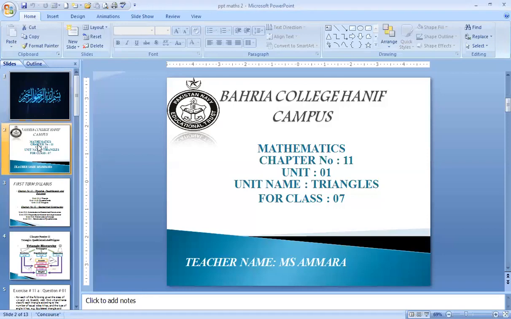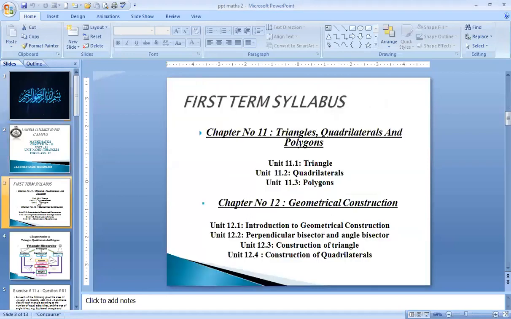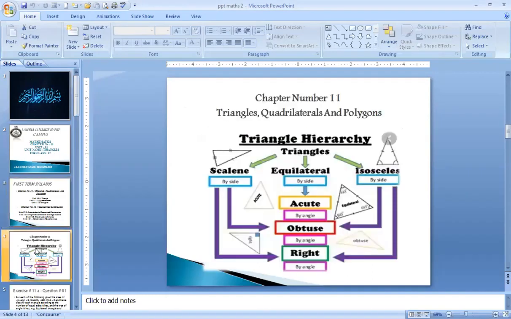Today I'm going to solve the exercise questions of Unit 1, Chapter number 11. Here's the first term syllabus in which we have to solve and study about the unit. We have to solve exercise questions and study about Unit 11.1, triangles. Here's the name of our chapter, chapter number 11: triangles, quadrilaterals, and polygons.